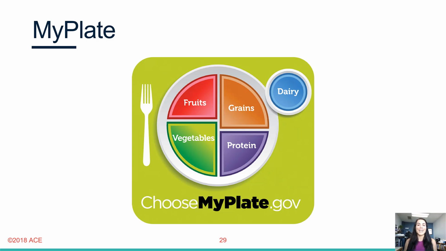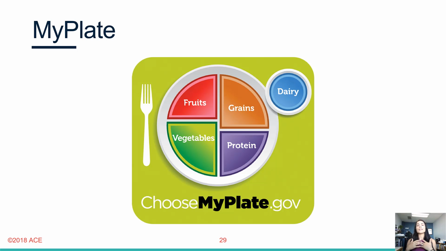I do want to make sure I highlight an issue with the MyPlate. It doesn't take into consideration cultural aspects of food. So there are many types of cultures who don't include all components of MyPlate in their cultural food choices. An example of that is commonly dairy. A lot of cultures don't include dairy as part of their food.